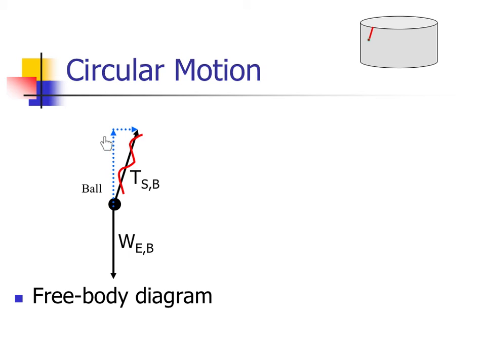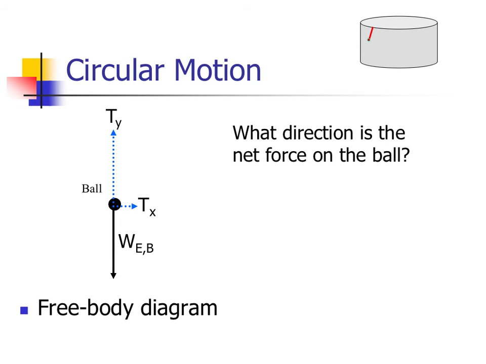The vertical line would be the tension of the string on the ball in the Y direction. Here we have the string on the ball in the X direction. Now ultimately, when we put it all together, we can see where the force is actually pointing: to the center of the circle as it's going around and around and around, and that would be the tension in the X direction as it would point towards the center.